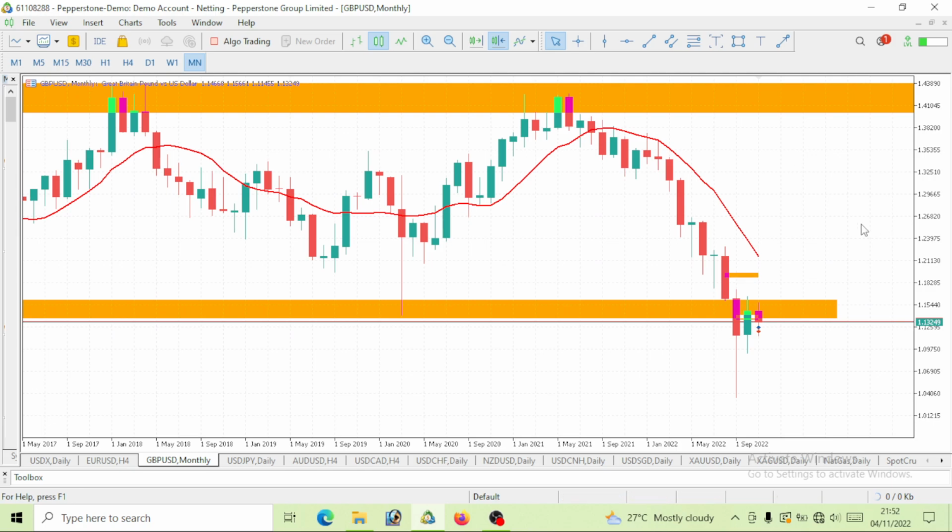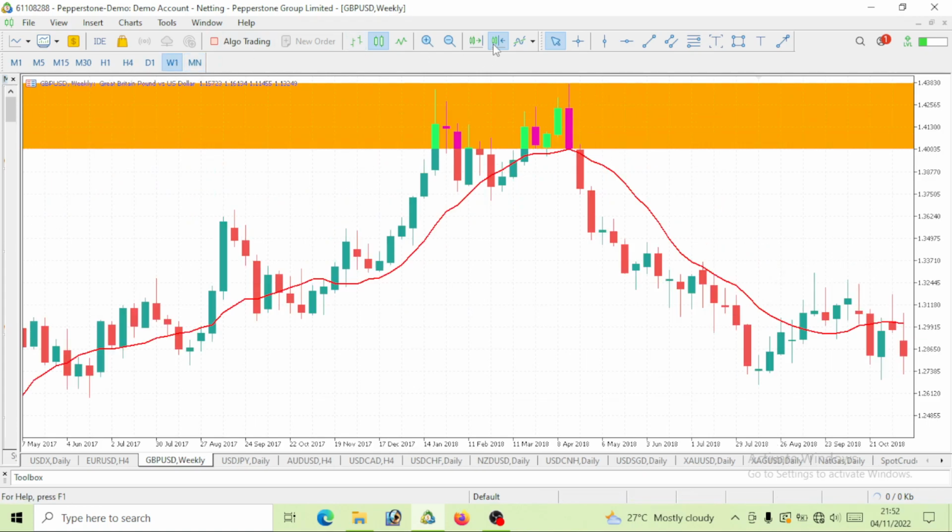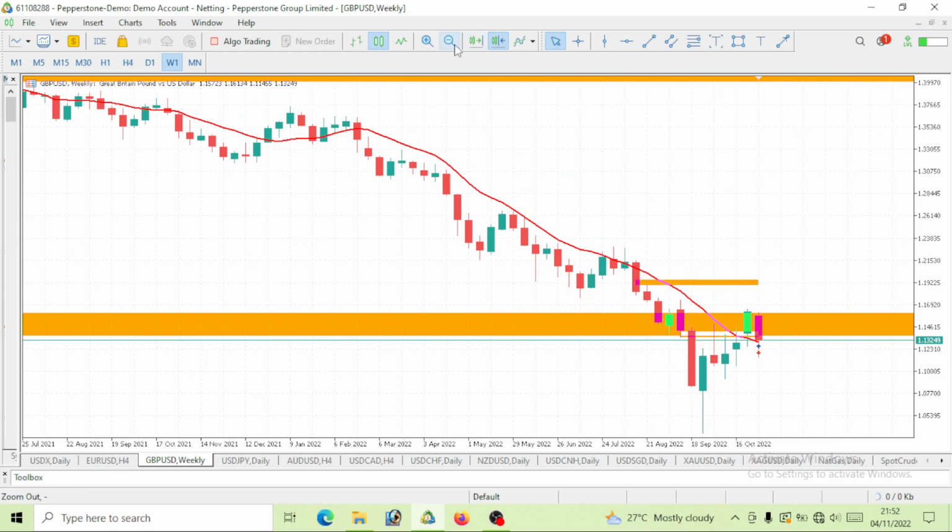So we can see the trend. We are expecting a bullish move above, but the trend is still bearish, no doubt. That should take us to the weekly time frame. Take a look at this weekly time frame. The trend on this weekly time frame is on a bearish move.